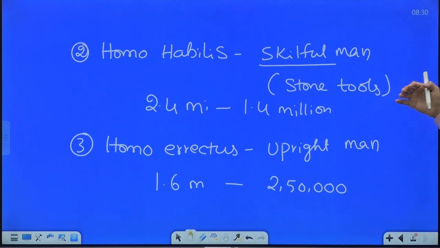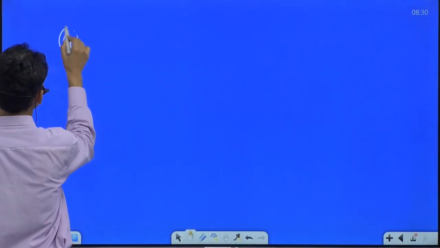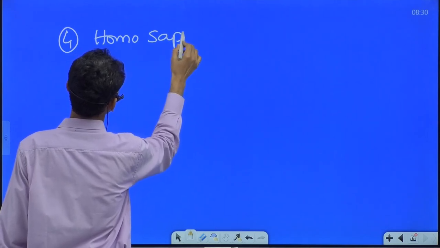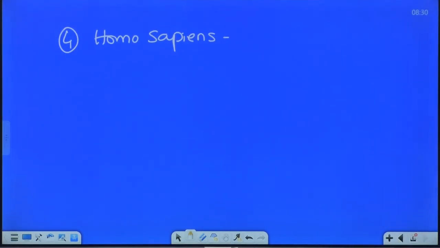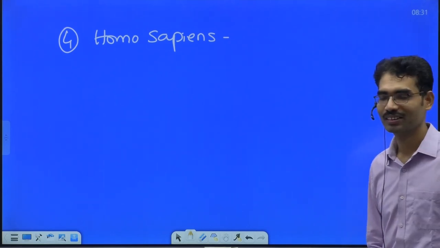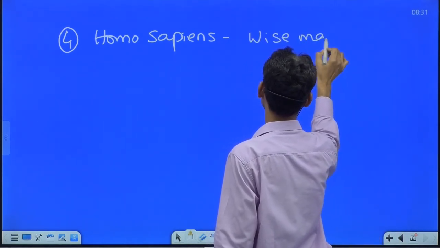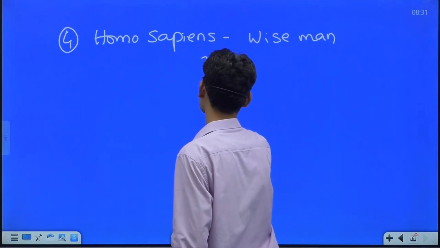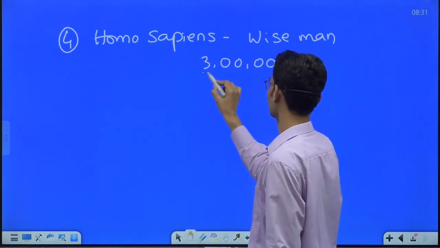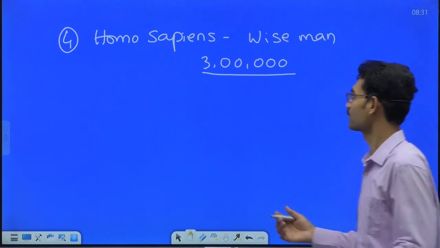Now the real beginning of human history starts. This is Homo sapiens. Any idea what is the meaning of Homo sapiens? Thinking man, right, wise man. And we call this the beginning, and around 3 lakh years onwards it started. And the stage which we are at, Homo sapiens sapiens.